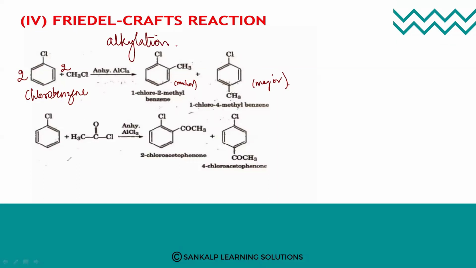Next, we are going to see the Friedel-Crafts acylation. In Friedel-Crafts acylation, same, we are going to take two moles of chlorobenzene and react it with acetyl chloride. In alkylation, which is our electrophile? It is CH3 plus. Our electrophile is generated from CH3Cl, that is methyl chloride.